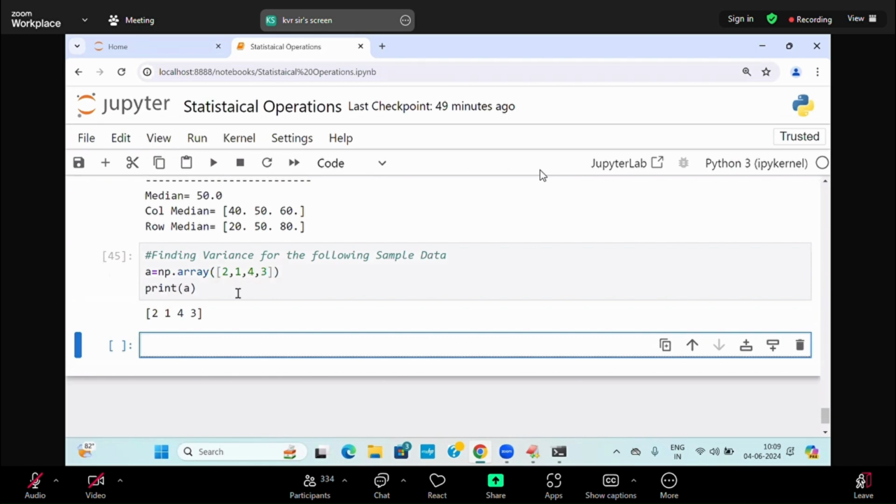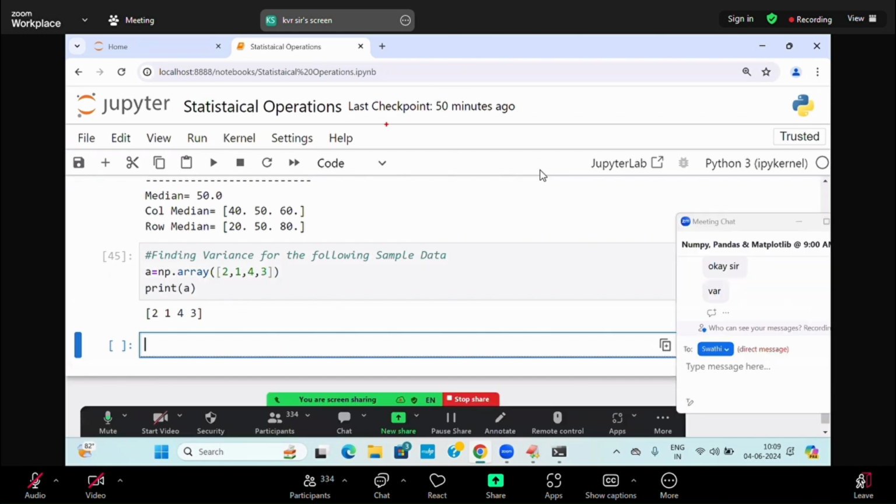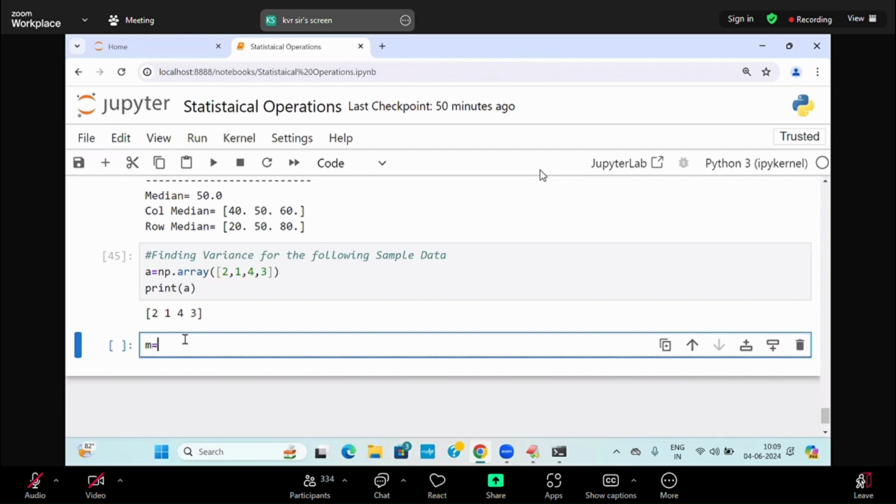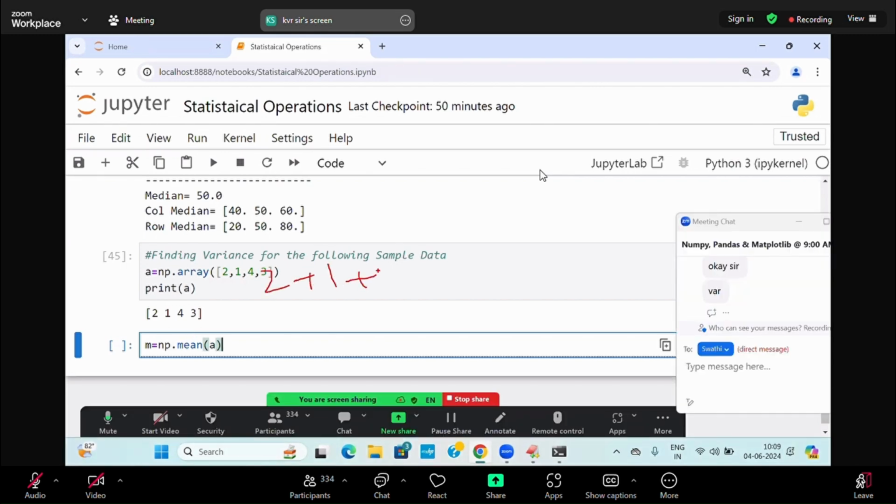What do I want to find? Variance. What is the variance formula I said? Xi minus M whole square, divided by the number of numbers. How do you find the mean? M is equal to np.mean of A. 2 plus 1 plus 4 plus 3, divided by 4. What is the answer? 10 by 4. What is 10 by 4?